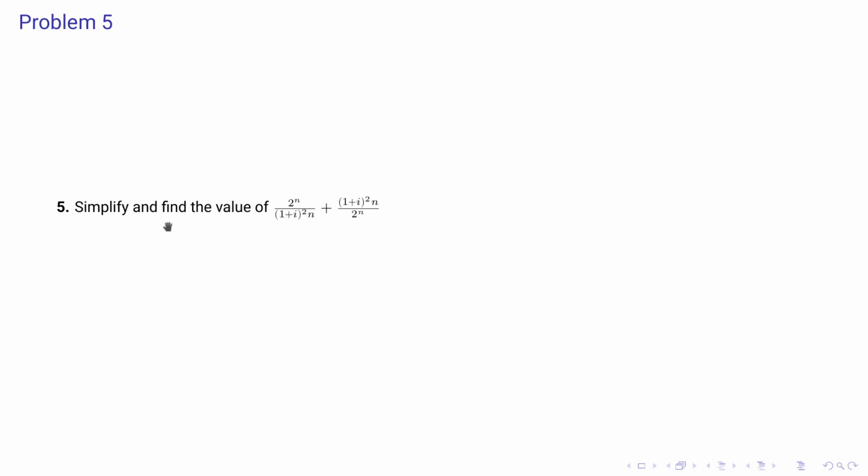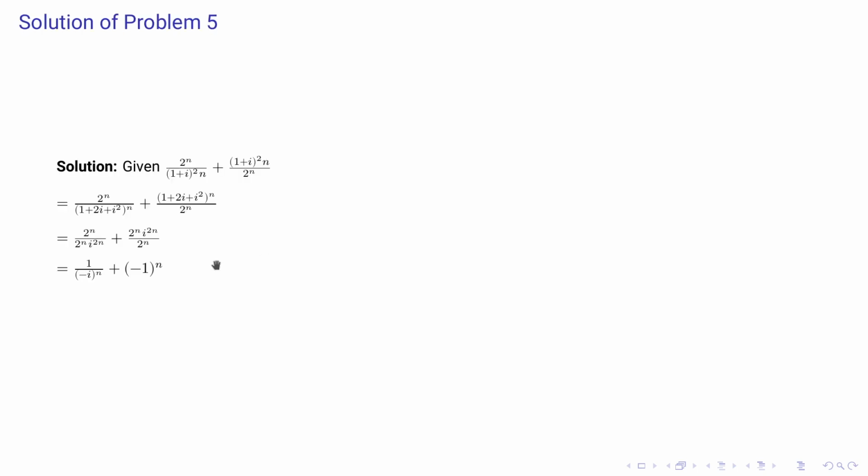Problem 5 says simplify and find the value of 2 to the power n divided by 1 plus i square, this is to the power 2n, and this is 1 plus i square to the power 2n divided by 2 to the power n. These n have not come at the appropriate place.